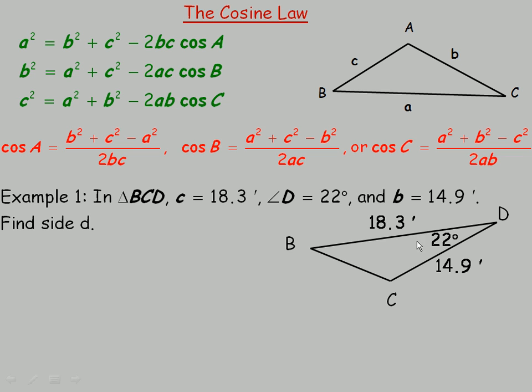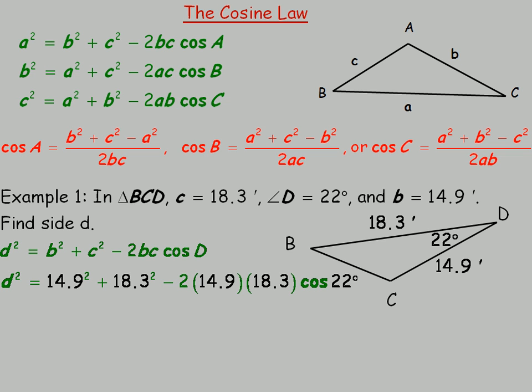So we write out the cosine law. And so D squared would equal b squared plus c squared minus 2bc cos D. Again, D is the angle we need in order to find side D. So filling in the values for side B, side C, and angle D, D squared would equal 14.9 squared plus 18.3 squared minus 2 times 14.9 times 18.3 times cos 22.